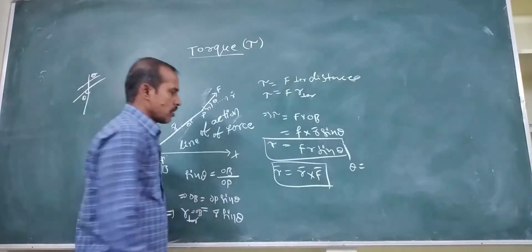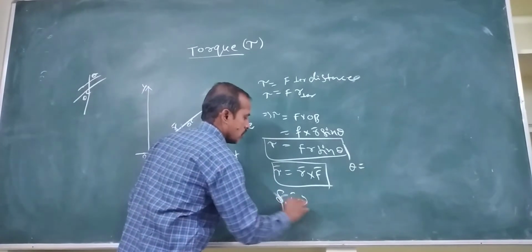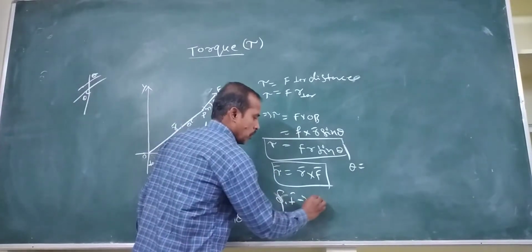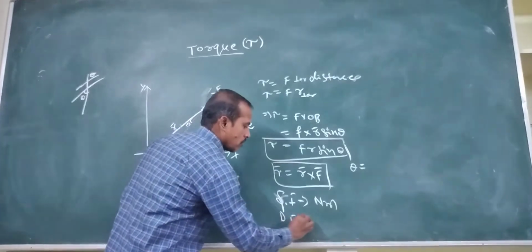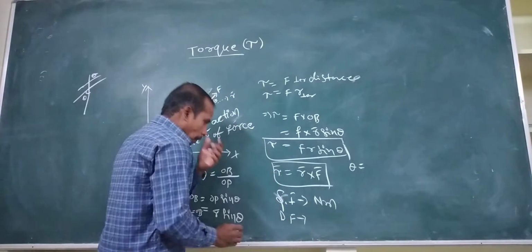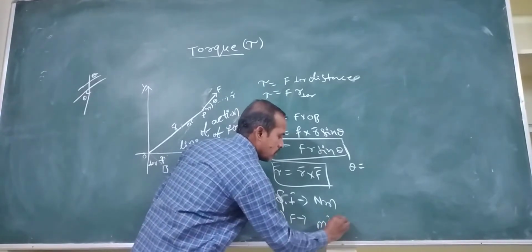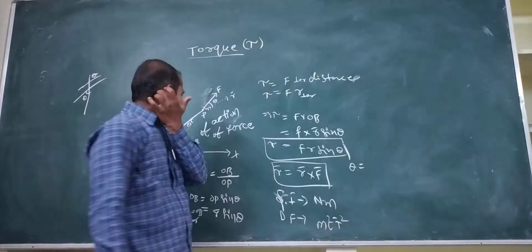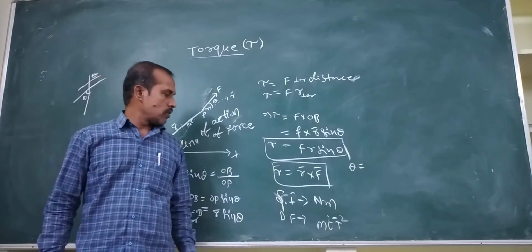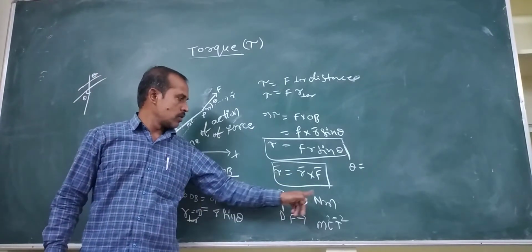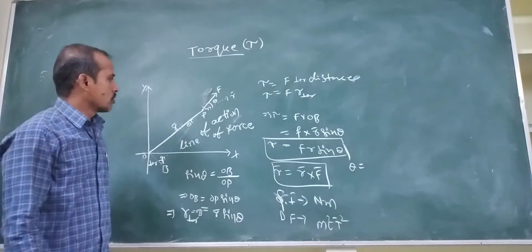The SI unit of torque is Newton meter. The dimension formula of torque is M L square T inverse 2. The SI unit of torque is Newton meter, and the dimensions are M L square T inverse 2.